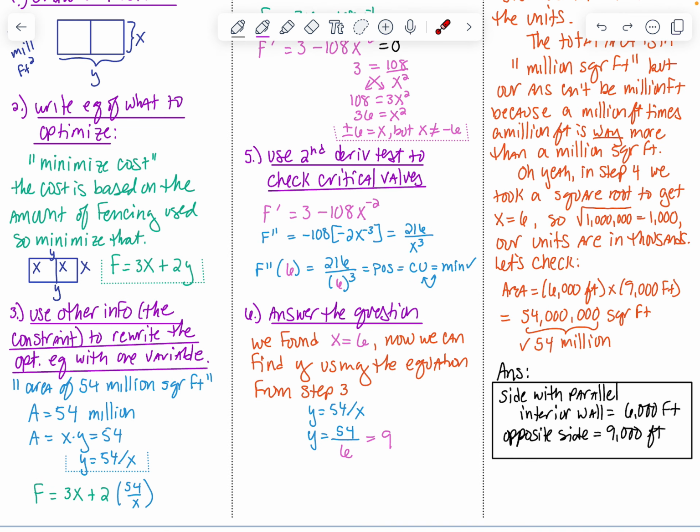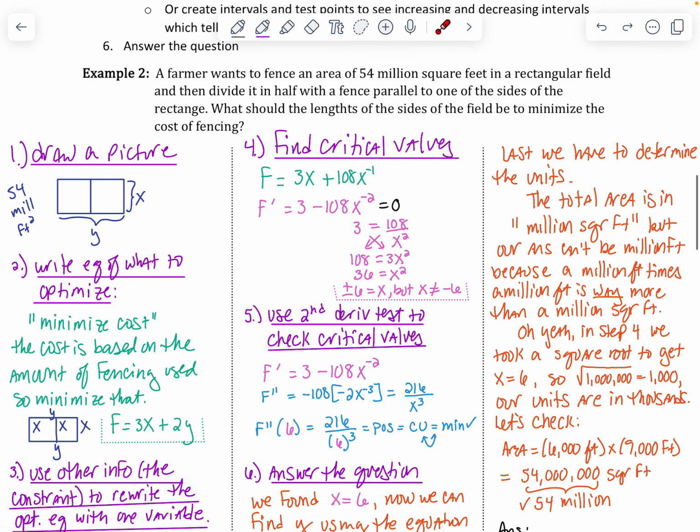Now, keep in mind, I'm asked for the dimensions of the whole shape. So even though I only have x is 6, we can go back to step 3 where we found y equals 54 over x, plug our x value in to get y equals 9. Now, it seems like I'm ready to answer the question, but I need to determine the units. Here's where you want to be careful.